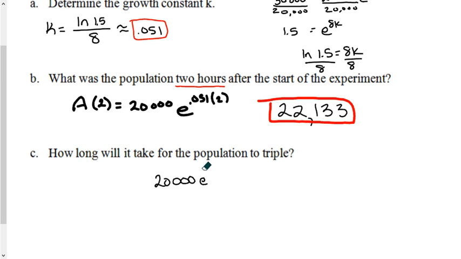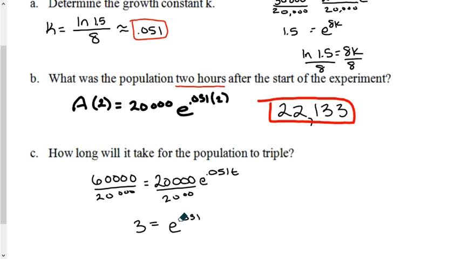e to the, we'll use that same 0.051, and we're trying to solve for time. That's what we don't know, so we'll leave t there. And if we're trying to figure out when it triples, I'll just take 20,000 and triple it to 60,000. Now, truth be told, these numbers don't really matter because, as you can see, when we divide them out, it's always going to be 3. If we're looking for the tripling time, we're always going to have the left side, after you do a little bit of simplifying, 3 equals e to the 0.051 t.